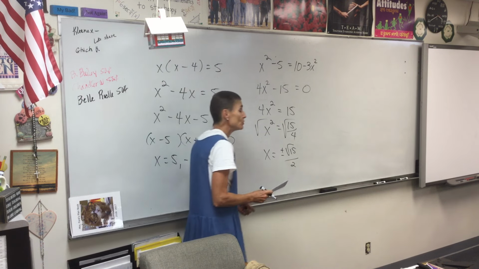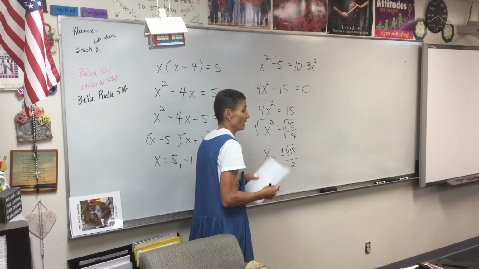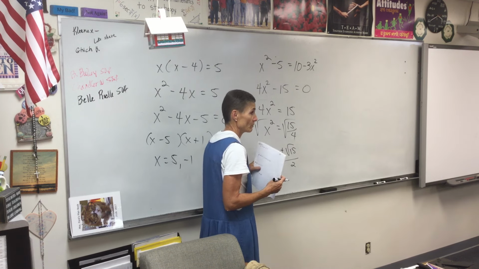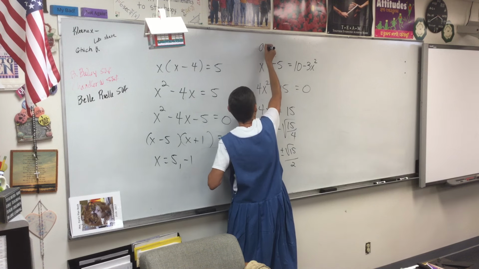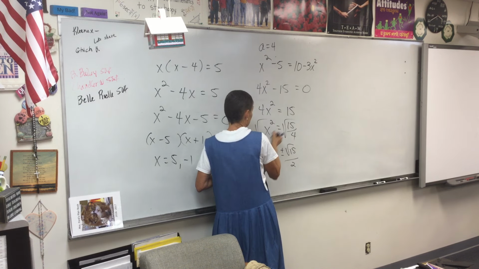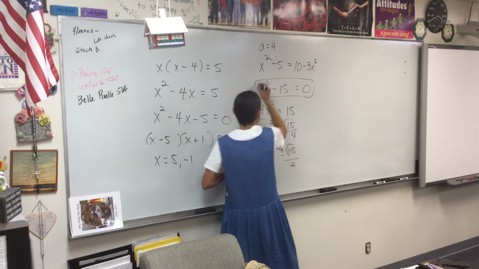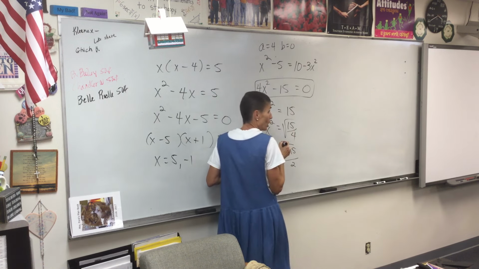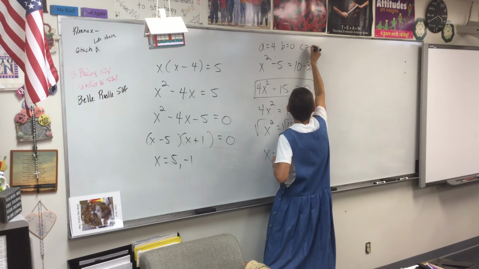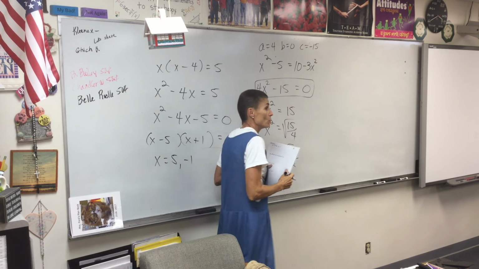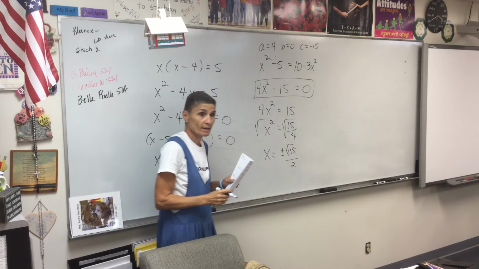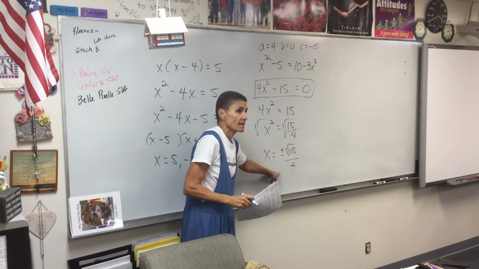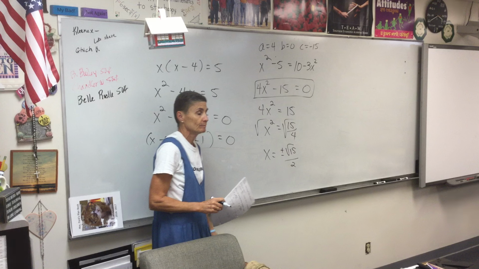Now, if you love the quadratic formula, like I do, I like the quadratic formula a lot. Your A would be 4. Your B would be 0. And your C is -15. Those are the numbers you put through the quadratic formula, and this is the same answer you would come up with.